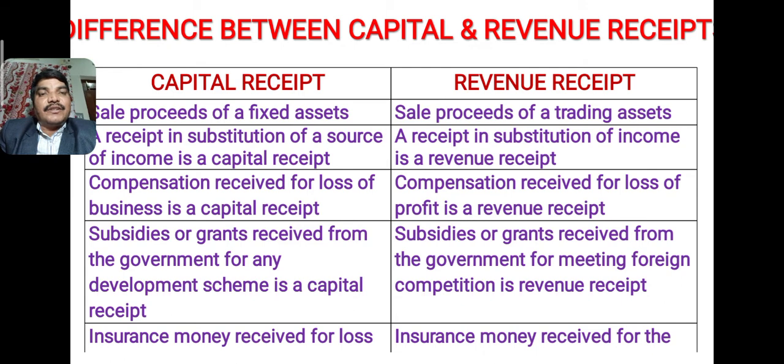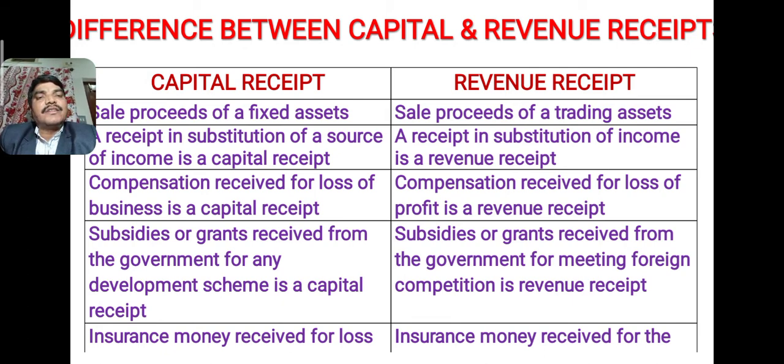The next difference is compensation received for loss of business is a capital receipt. Any compensation received for loss of business is treated as a capital receipt. On the other hand, compensation received for the loss of profit is a revenue receipt. Compensation received for the loss of revenue profit, we call it a revenue receipt.